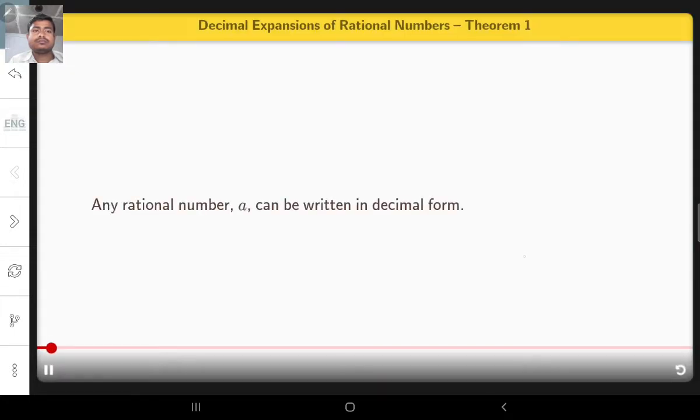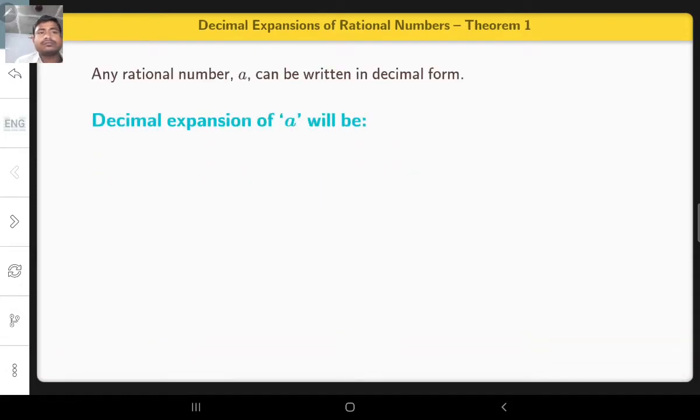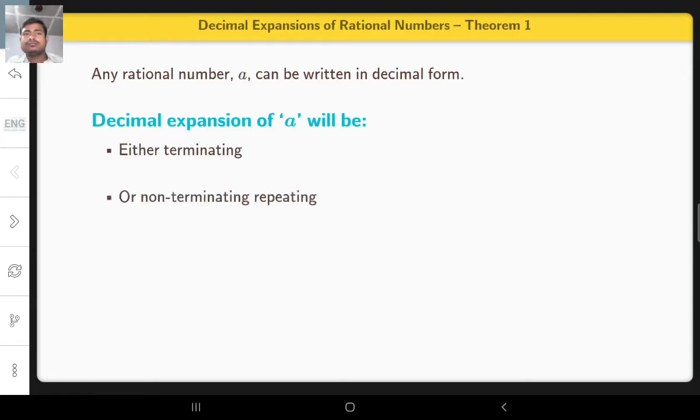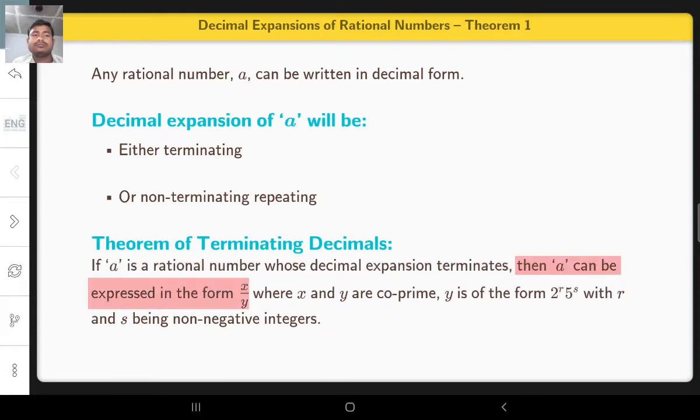Any rational number can be written in decimal form. The decimal expansion of a rational number is either terminating or non-terminating and repeating. The theorem states that if A is a rational number whose decimal expansion terminates, then A can be expressed in the form x by y, where x and y are co-prime, y is of the form 2 to the power r, 5 to the power s, with r and s being non-negative integers.